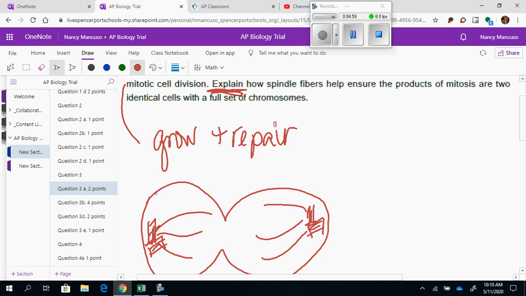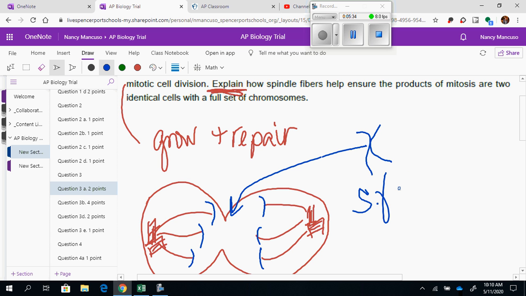First, you can always add drawings to your work. This is my normal DNA. This is what it looks like after it has been replicated. So replication happens during S of interphase, and those line up at the equator and then they are separated. So this used to be here in the middle, and now the spindle fibers attach to the centromere and pull the sister chromatids to opposite poles. And so the question is, explain how spindle fibers help ensure the products of mitosis are two identical cells with a full set of chromosomes.